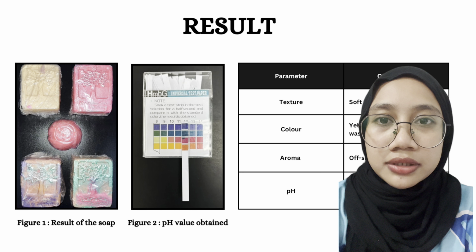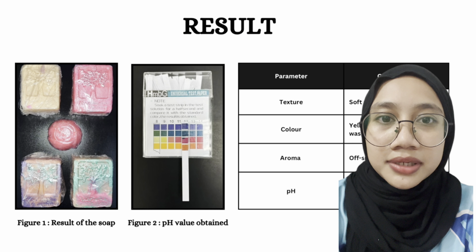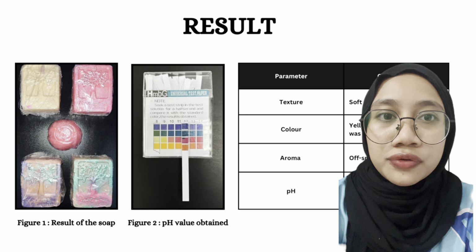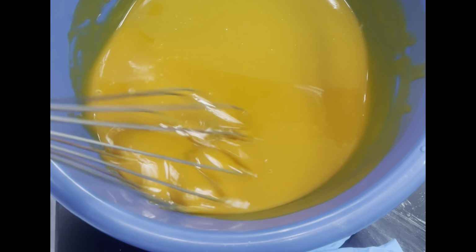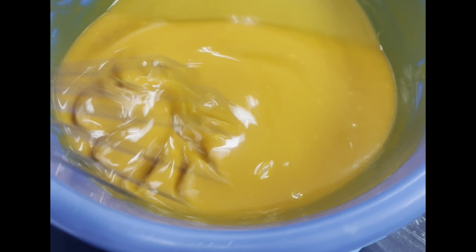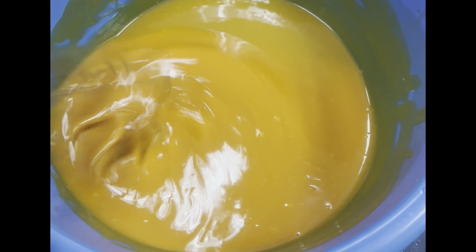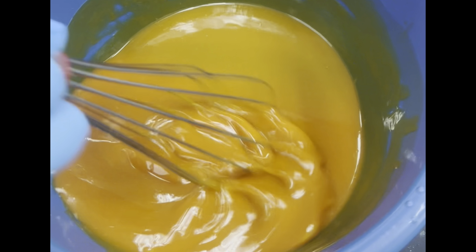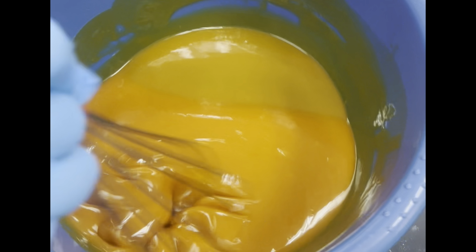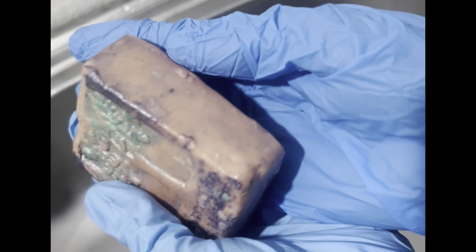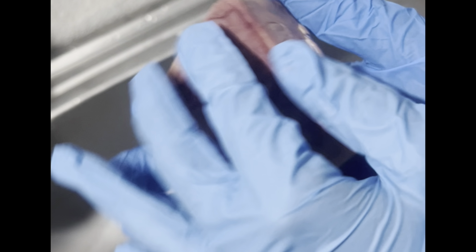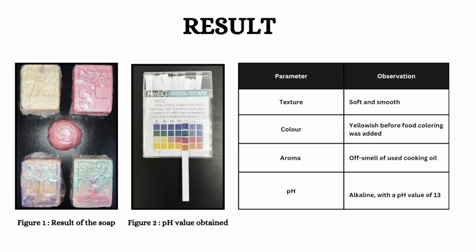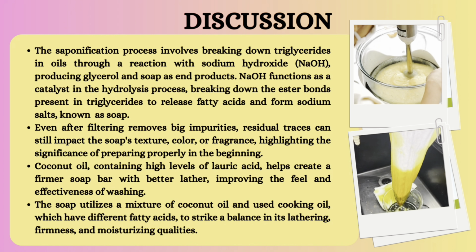Based on the results obtained from our experiment, we made some main observations about the soap's properties. First, the soap had a soft and smooth texture, indicating it was well made. In terms of color, it had a yellowish tint before we added food coloring, which was affected by the frequent use of the oil before production. The soap also had a strong smell as it still carried the scent of used cooking oil, with subtle hints of fish and other substances. Additionally, the soap's pH was highly alkaline, with a pH value of 13.